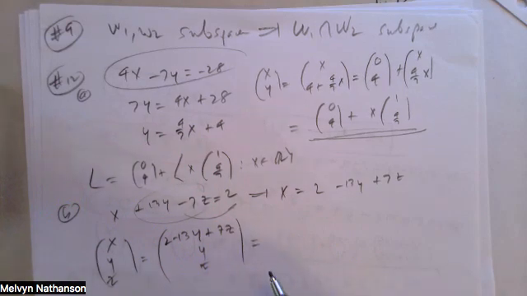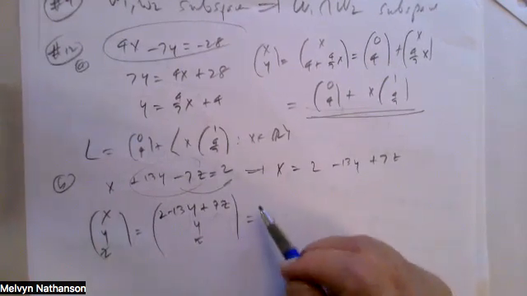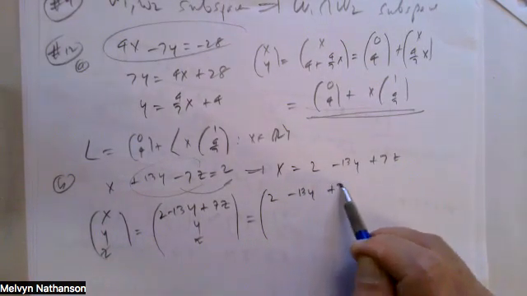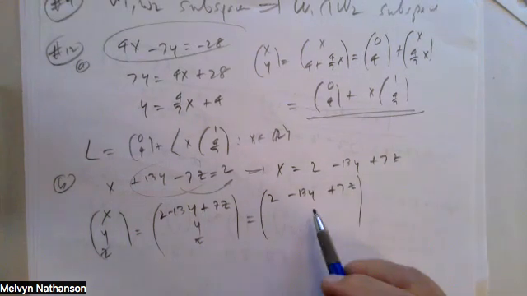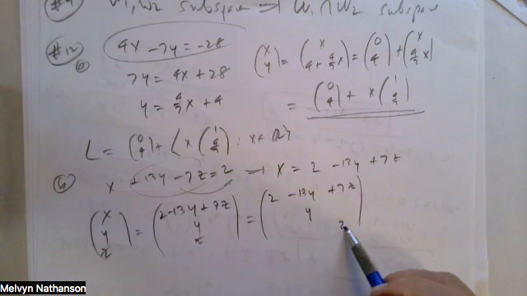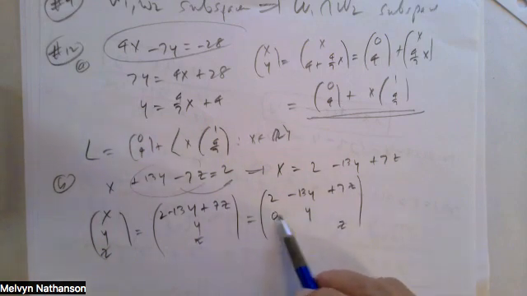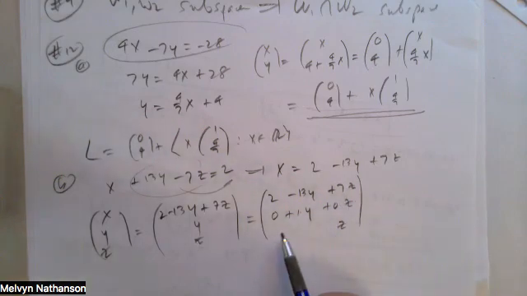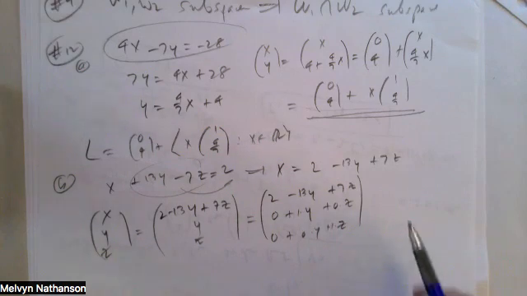So just to make this very clear in terms of how it's represented, this is 2 minus 13y plus 7z. Y is the second coordinate, and z is the third coordinate. This is like 0 plus 1 times y plus 0 times z, if you like. 0 plus 0 times y plus 1 times z.